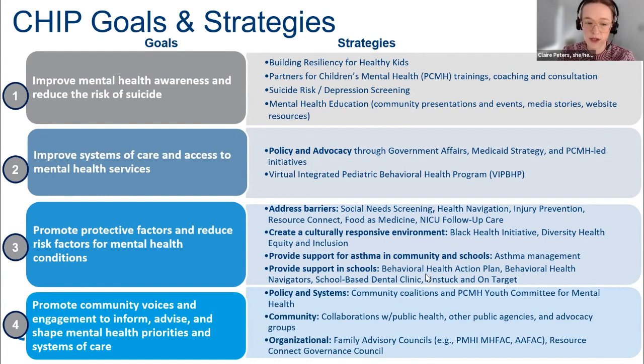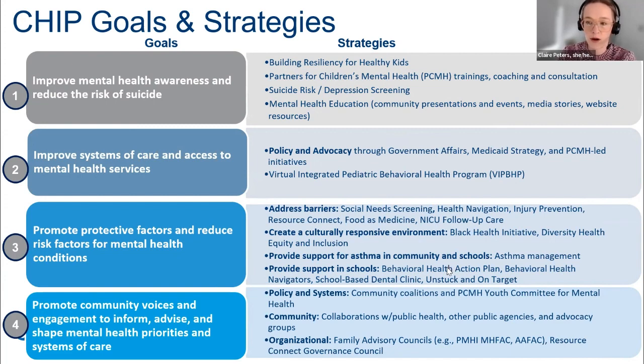For goal 3, we're thinking about certain things we can do to promote protective factors and reduce risk factors for mental health conditions. This is really looking into the social determinants of health space and the community health initiatives that span beyond strictly or directly mental health services. A measure in this area that we're capturing as an example is the number and percent of patients that we're screening for social needs, and the percent of those who have received a referral or navigation assistance in response to that need.